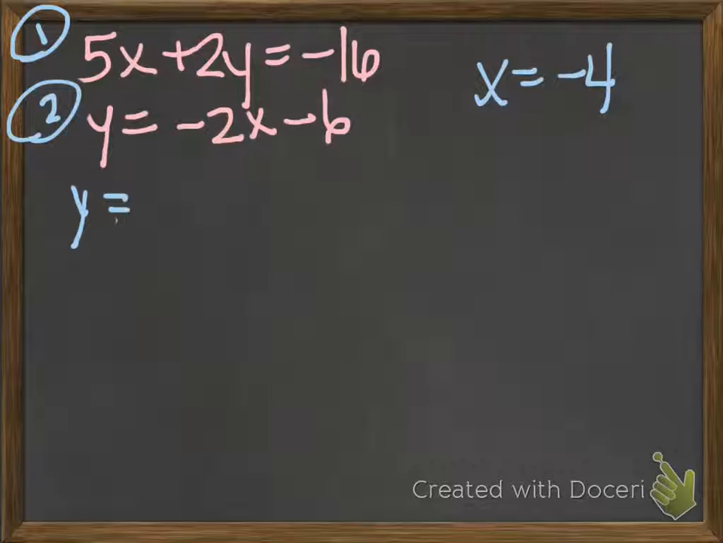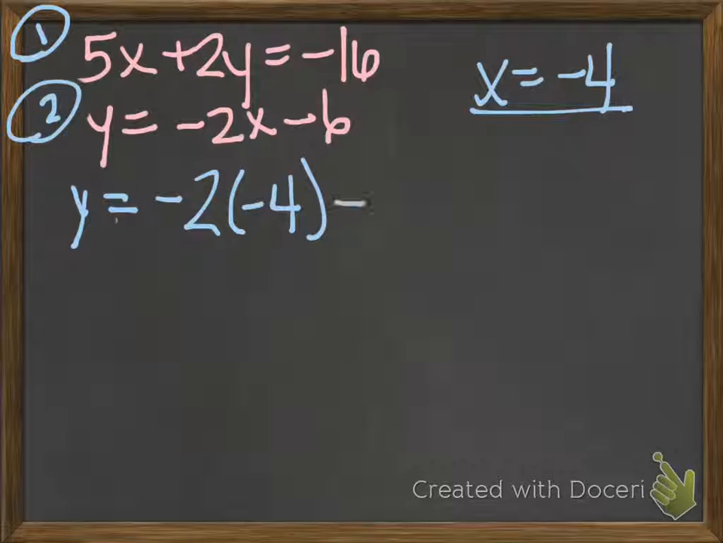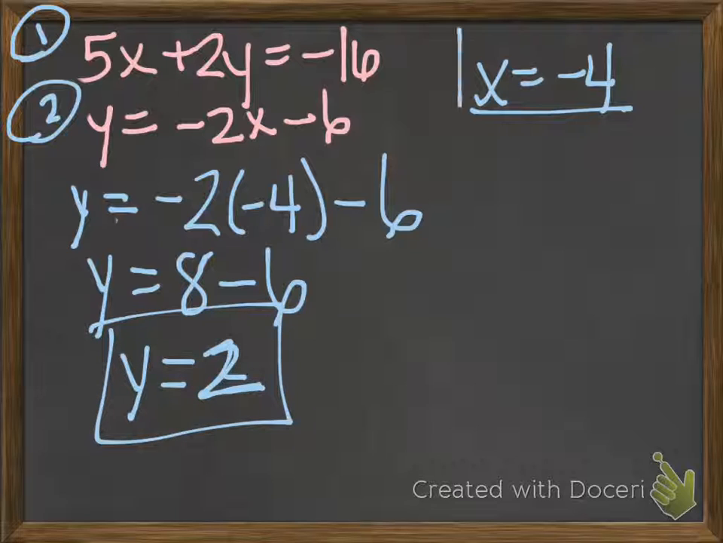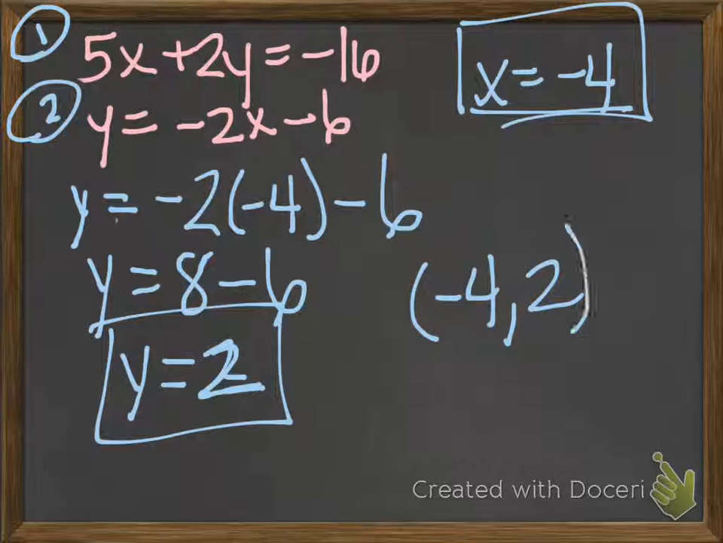So if we take and we substitute in for x, because that's what we know over here, negative 2 times negative 4 minus 6. Well, we know that negative 2 times negative 4 would be a positive 8 minus 6. So y equals negative, oh, not negative, but positive 2. Okay, so y equals 2, x equals negative 4. We can write this as an ordered pair, negative 4, 2. Let's just double check. Let's check the other equation just to see. Let's see if we did it right.